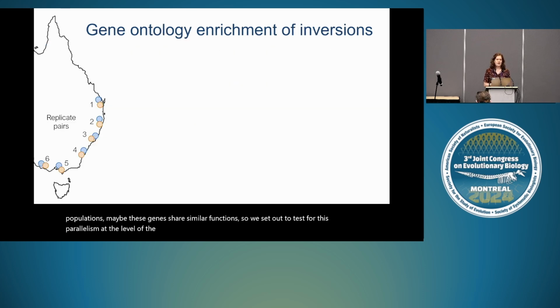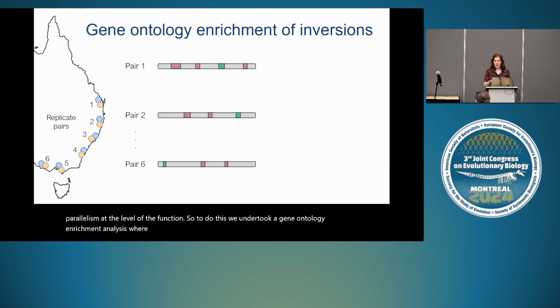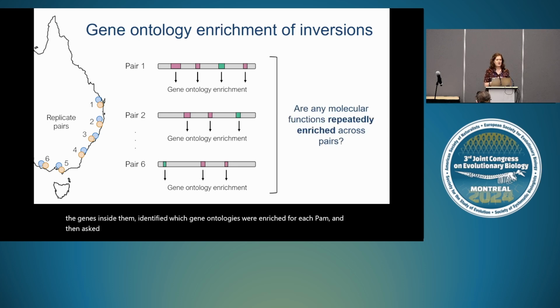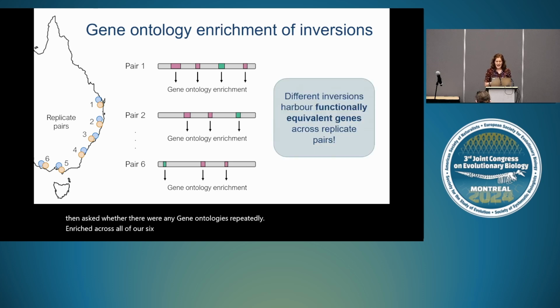To do this, we undertook a gene ontology enrichment analysis, where for each replicate pair, we took those inversions and haploblocks, got the genes inside them, identified which gene ontologies were enriched for each pair, and then asked whether there were any gene ontologies repeatedly enriched across all of our 6 replicates. And there were, so we found that the different inversions of the replicates capture functionally equivalent genes. So we have parallelism of the functions of the genes that reside within the inversions, which is super cool.